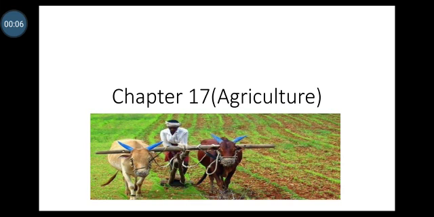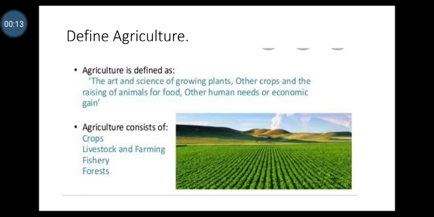So, today in our S.St class, we will start with our next chapter, chapter 17, Agriculture. Now, what is agriculture? What do you understand by agriculture? The word agriculture came from the Latin words agri, which means land, and culture, which means cultivation or growing crops. So, the science and art of cultivating the soil and growing crops is called agriculture. Agriculture means the management of the land and environment to produce food.